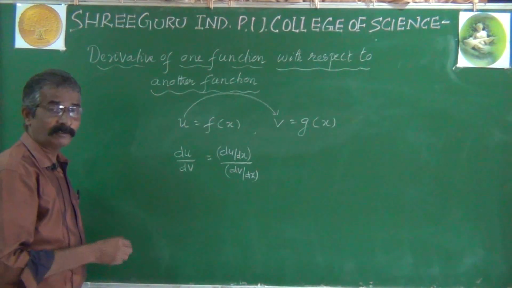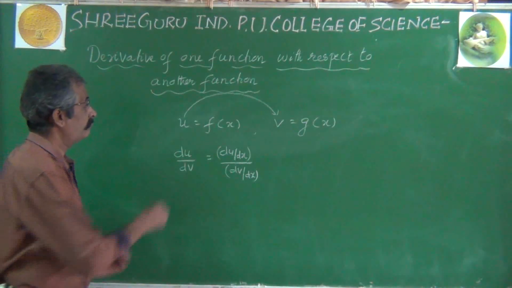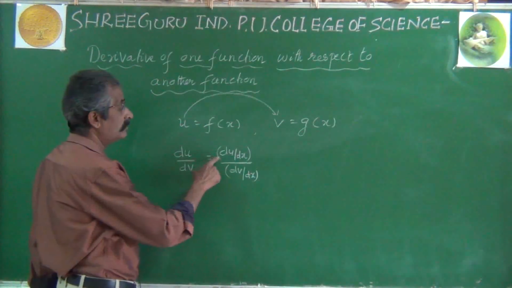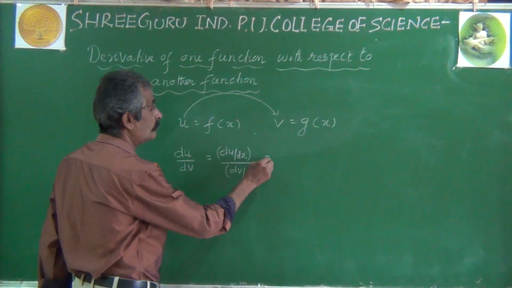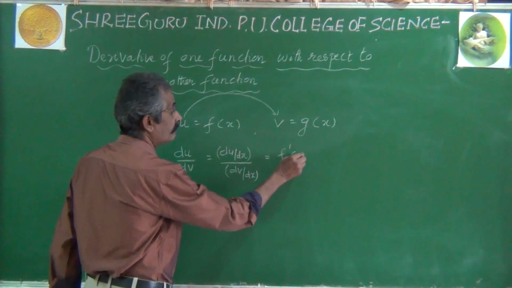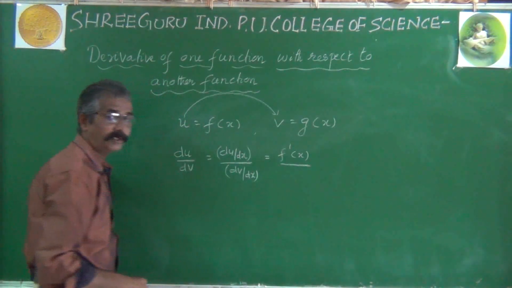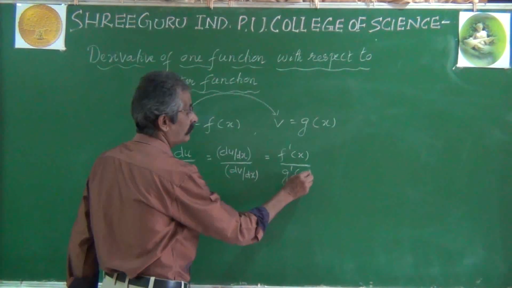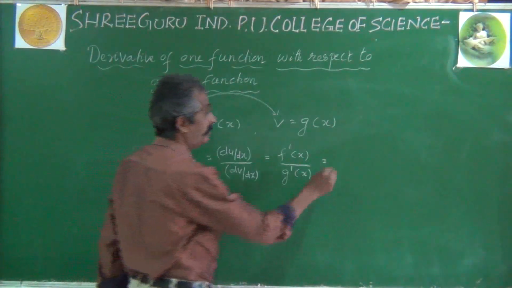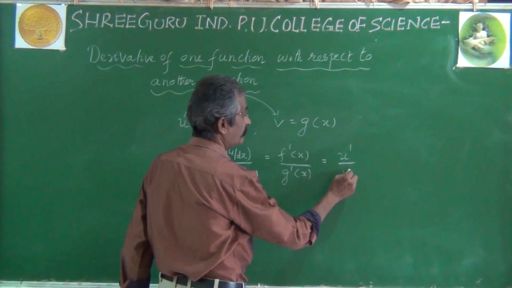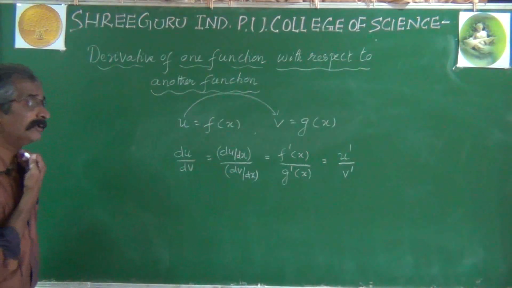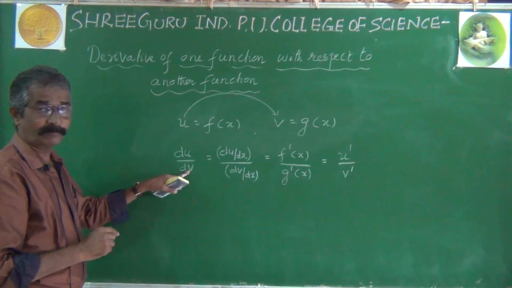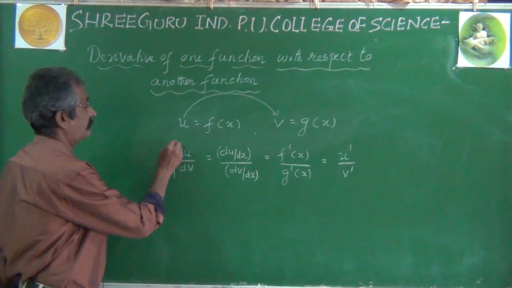Further, this formula can also be written as, because u is f of x, v is g of x, therefore du by dx can also be written as f dash of x divided by dv by dx, which is the same as g dash of x, or it is also written as u dash divided by v dash. This is the formula which is applied to calculate differentiation of u function with respect to v function.